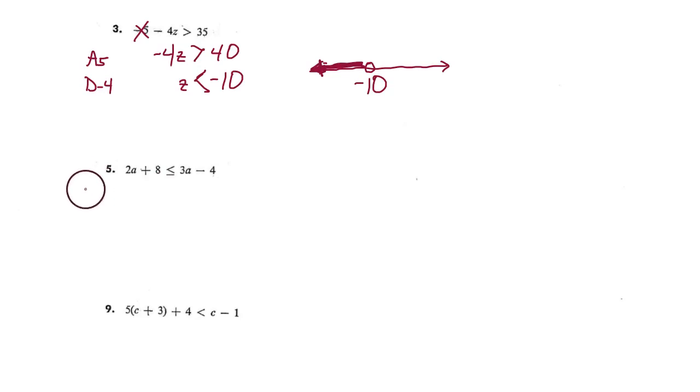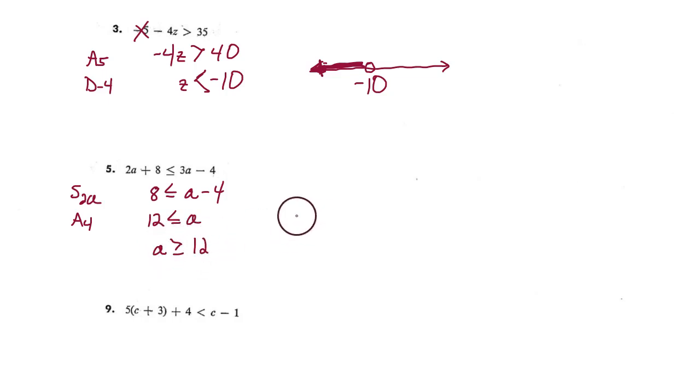Number 5. Let's subtract 2a from both sides. We have 8 is less than or equal to 1a minus 4. Now add 4 to both sides. We get 12 is less than or equal to a. Now apply the symmetric property to switch sides. If 12 is less than or equal to a, then a is greater than or equal to 12. Now we can graph it.